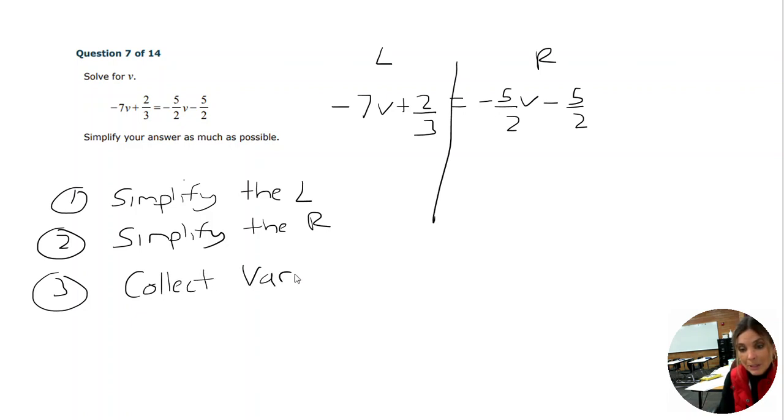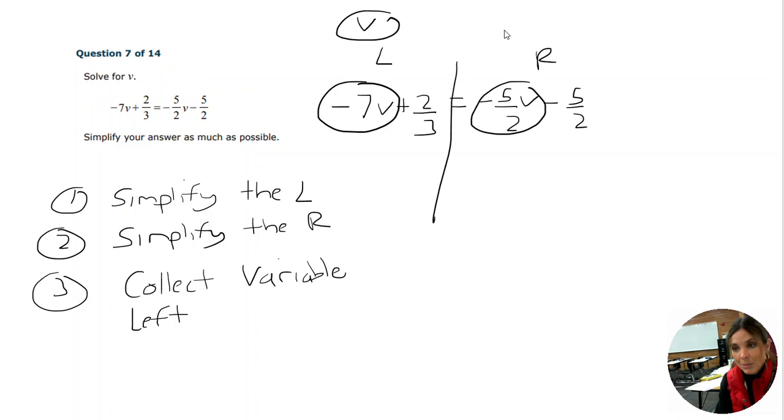our variable terms. And remember, you can do this on either side, but for the purpose of this class and us doing it all the same, we are going to always collect our variable terms on the left. Meaning this is going to be the side where we want the variable terms, this is going to be the side where we want the number terms. Okay, so next thing that we do to collect the variable terms on the left is we have this negative 5/2 v, and this is a variable term. We don't want this on the number side, so we're going to cancel it off the number side by doing a positive 5/2 v. So over here, positive 5/2 v.